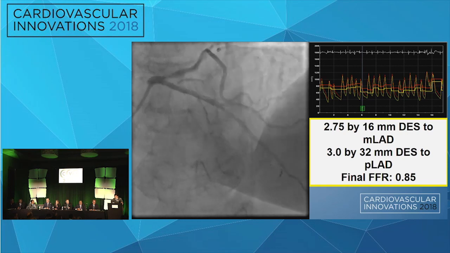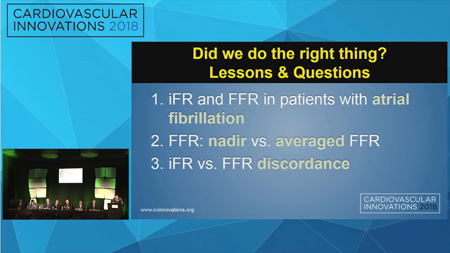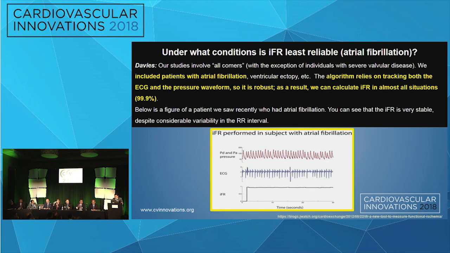It was post-dilated, and it got a couple of stents. So why am I showing this case? There are 3 lessons from this case. One, what is the data of iFR and FFR in patients with atrial fibrillation? Two, this was a revelation: what about nadir FFR versus average FFR? And three, how to address these issues of iFR versus FFR discordance that may happen more commonly if we do both tests.